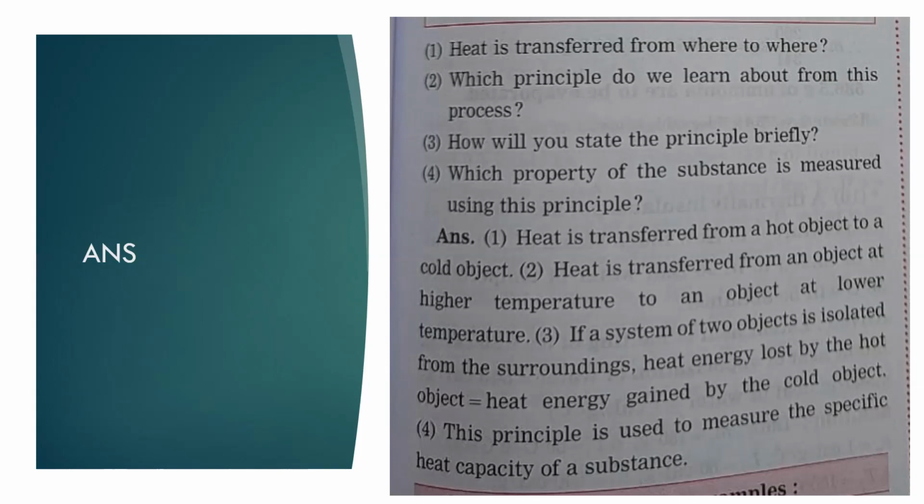Now, which property of the substance is measured using this principle? The principle is used to measure the specific heat capacity of the substance. Which property is measured due to this? Specific heat capacity of a substance is measured due to this principle. Okay, students? So when you write every answer point to point, see students, here it is 5 marks. Question number 1 will be 1 mark, 2 will be 1 mark, 3 is briefly, so it will consist of 2 marks, and question number 4 will be 1 mark. This is how you will get 5 marks in this question.